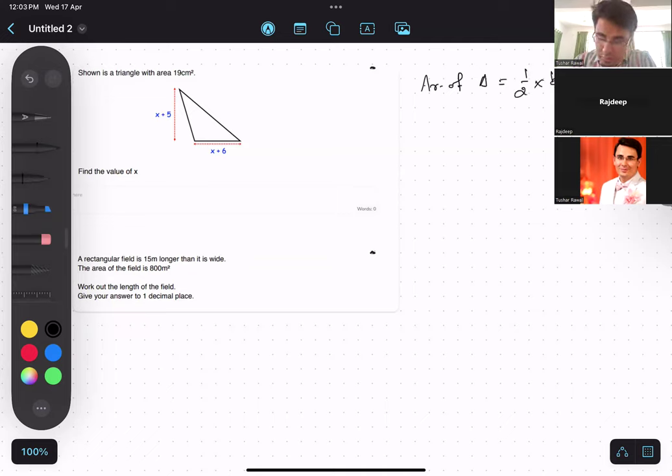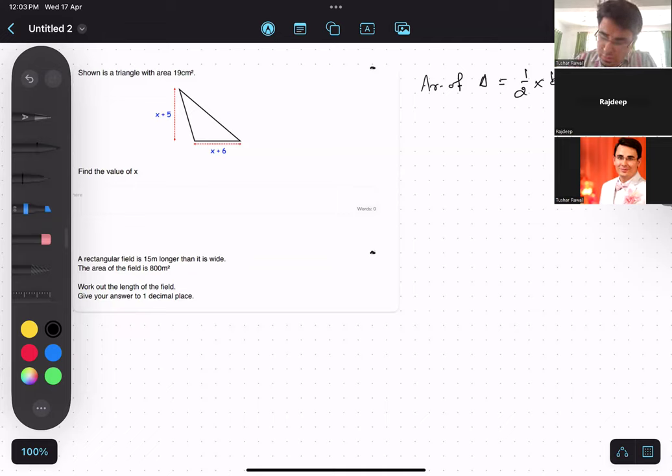Now over here, what is base? What is height? Base is 6 plus x plus 6, and height is x plus 5. And what is the area? Area is 19 centimeter square.